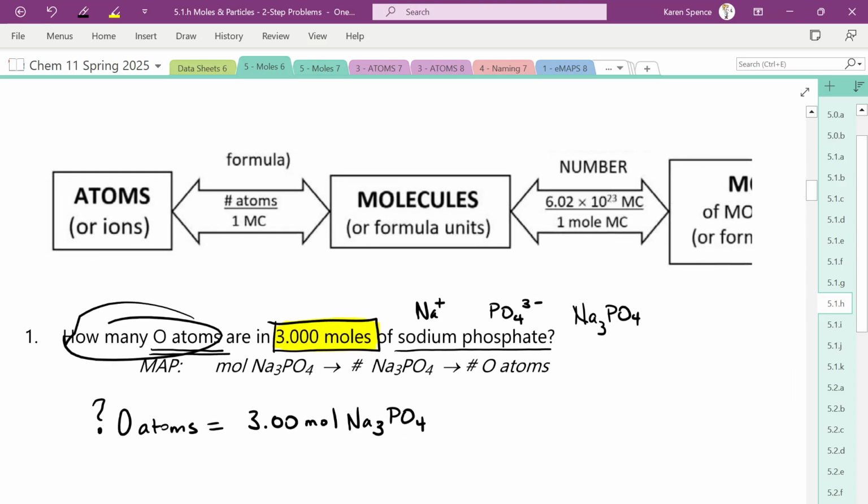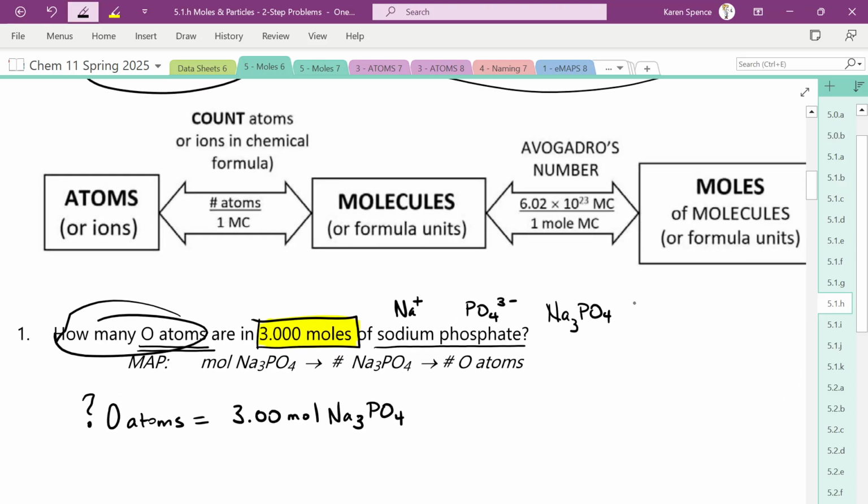Then I look at my little mappy thing up here and I say, I can go from moles to molecules, or in this case, it's formula units, but you can just call them all molecules if you want to, just to make it easier. You can be like, sure, it's a molecule, whatever, close enough. In other words, we're going to be finding the number of Na3PO4s.